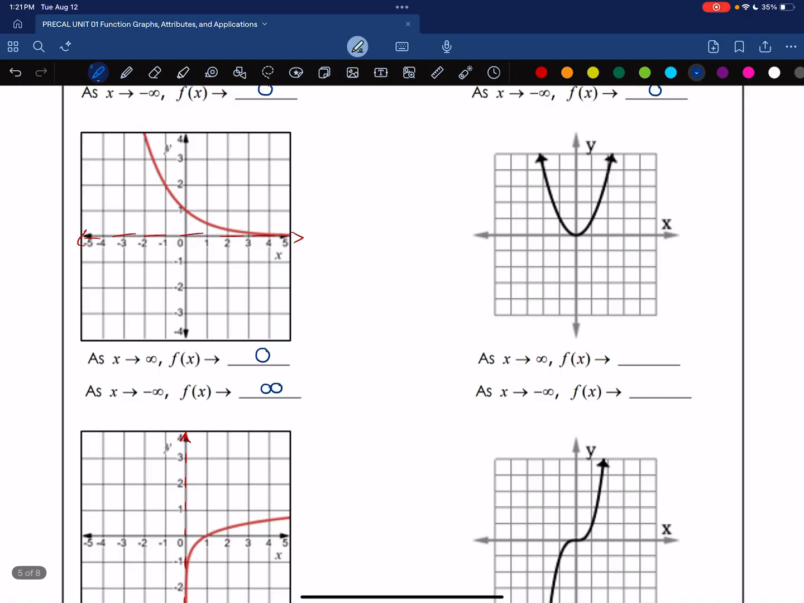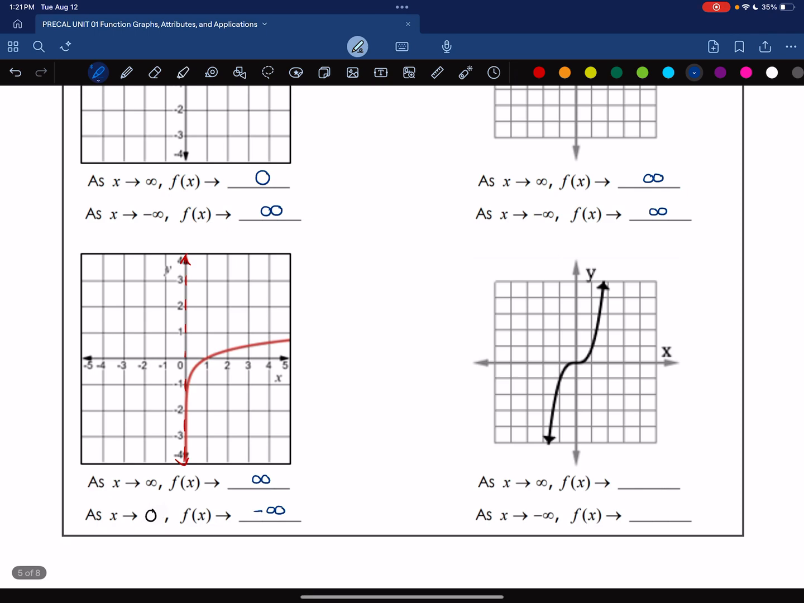For our quadratic function, if we're moving to the right, if we're letting our x values approach infinity, moving rightward, that means we're going to be going up, up, up, up, all the way to infinity. And the same is true in the other direction as well. As you move left, that graph goes upward, unbounded to infinity.